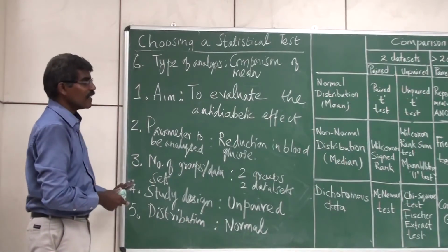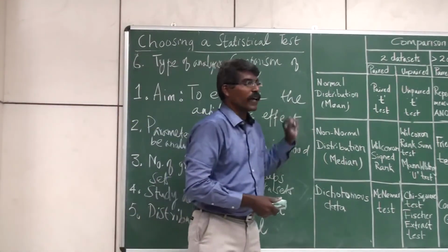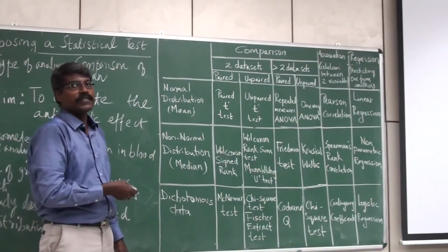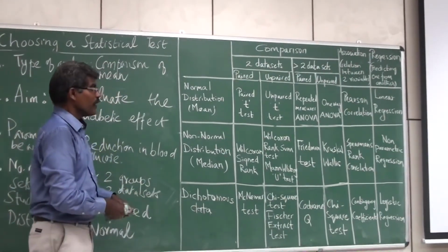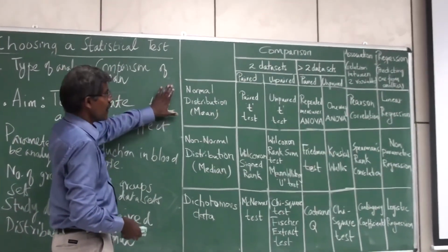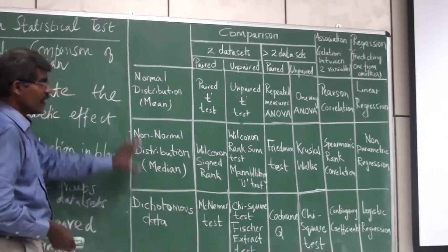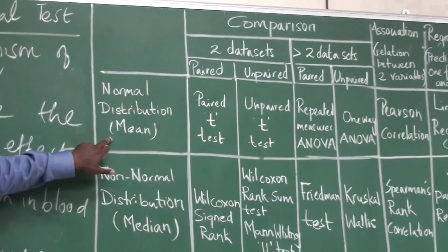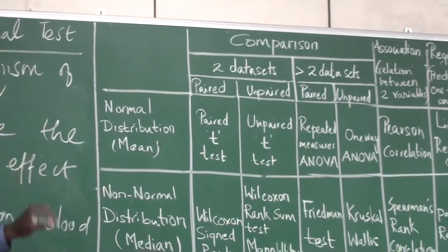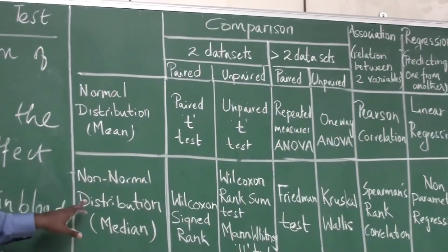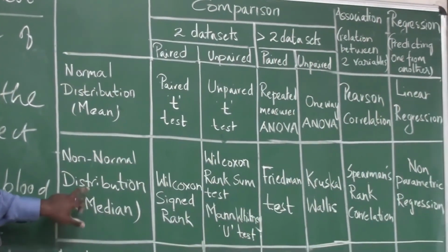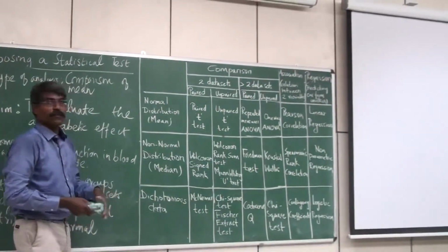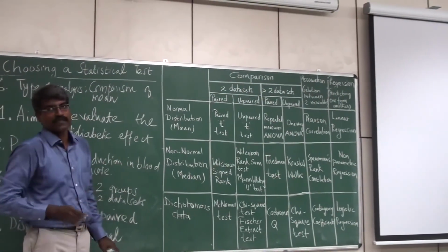Now once you have done that, let's look into this simple table which we have reproduced from Practical Approach to Postgraduate Dissertation, second edition of this book. This table has 3 rows. Let's first look into row 1: normal distribution, comparison of means. The second row is non-normal distribution, where you want to compare variables summarized as medians. The third row is dichotomous data, which are summarized as proportions.